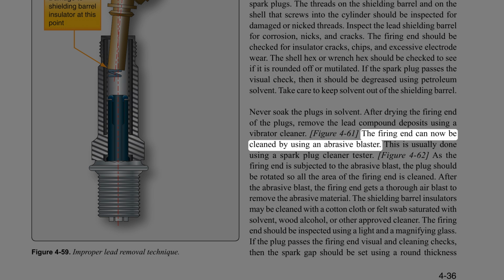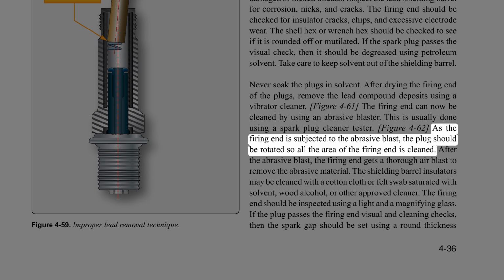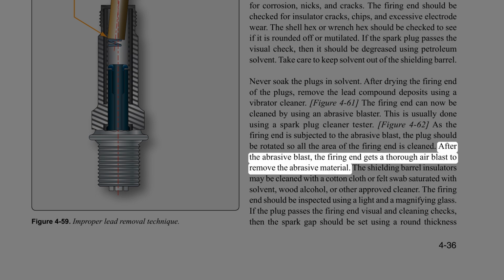The firing end can now be cleaned by using an abrasive blaster. This is usually done using a spark plug cleaner tester. As the firing end is subjected to the abrasive blast, the plug should be rotated so all the area of the firing end is cleaned. After the abrasive blast, the firing end gets a thorough air blast to remove the abrasive material.